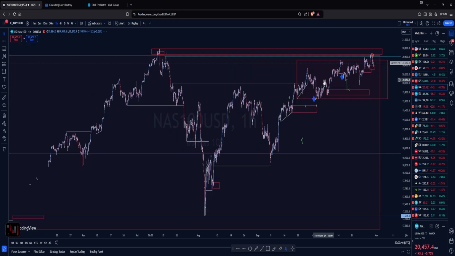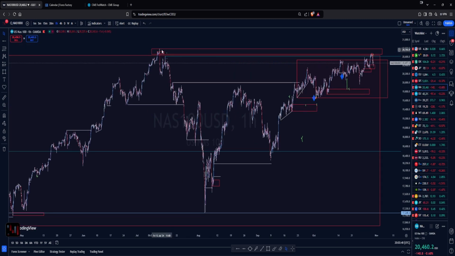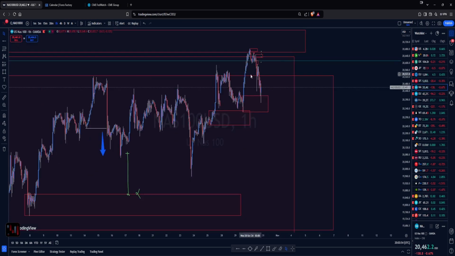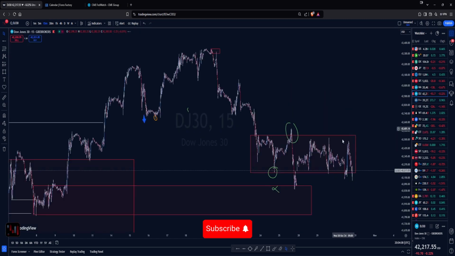Nasdaq, really nice reaction. That was a zone that we were looking for in here. This is basically the last zone from these highs back in July, and this was the initial target, and price apparently just reacted from it. And then the Dow is also just ranging in here.